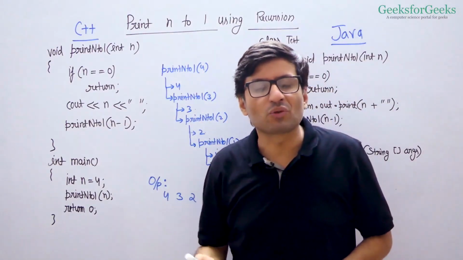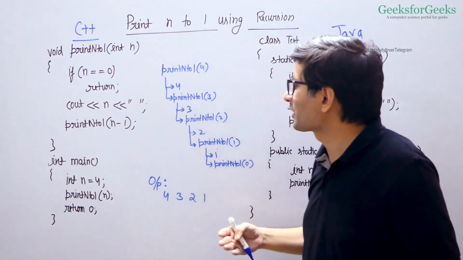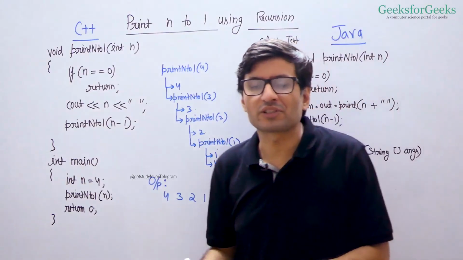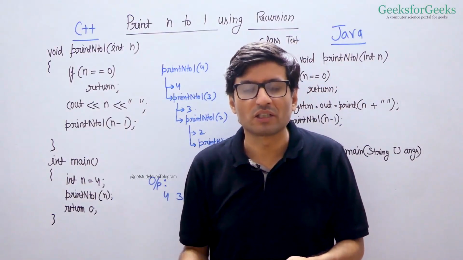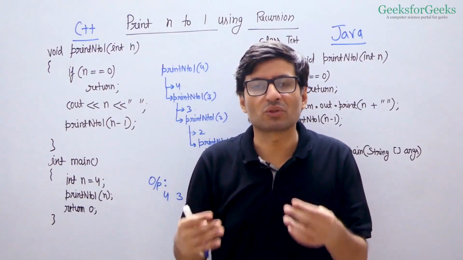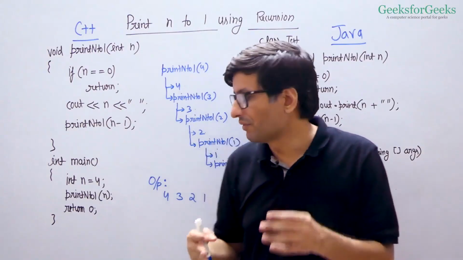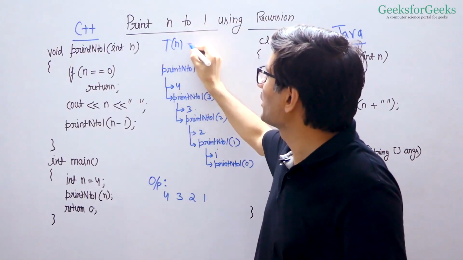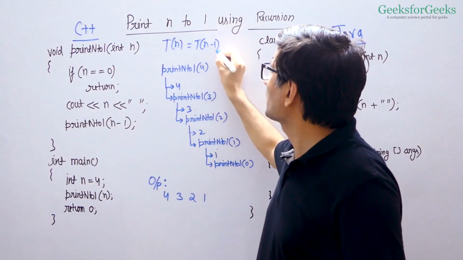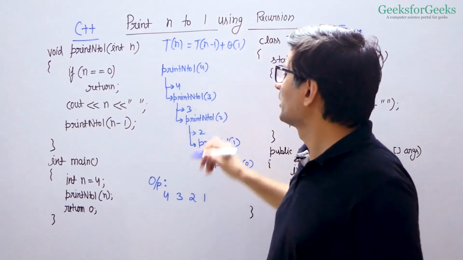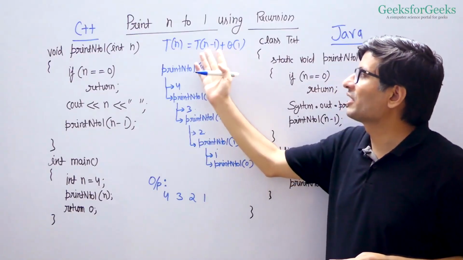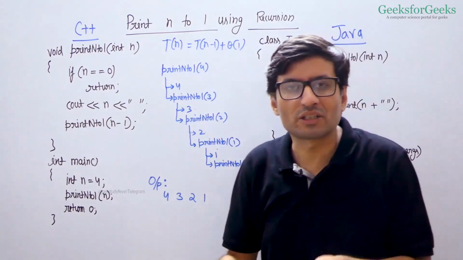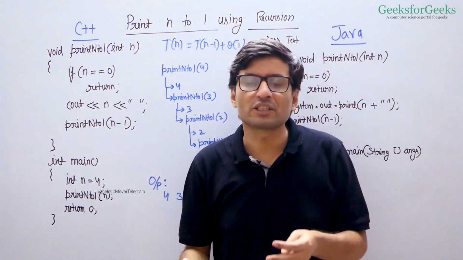Now talking about the time complexity of the solution, you can notice that there are n plus 1 function calls and every function call is doing some constant amount of work. So this is how we can say time complexity is theta n. If we wish to write a recurrence relation to know the time complexity, we can say it's T(n) equal to T(n minus 1) plus theta 1. Theta 1 is constant. So every function does constant amount of work and then makes a recursive call for T(n minus 1). If you solve this recurrence using recursion tree method, you will get the value as theta n.